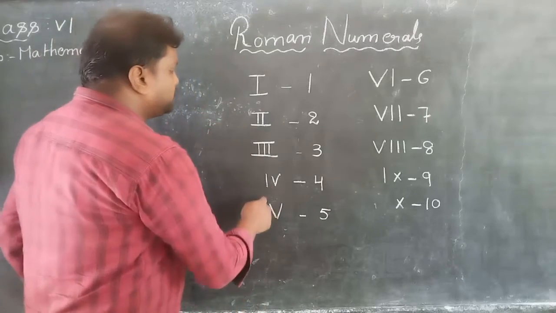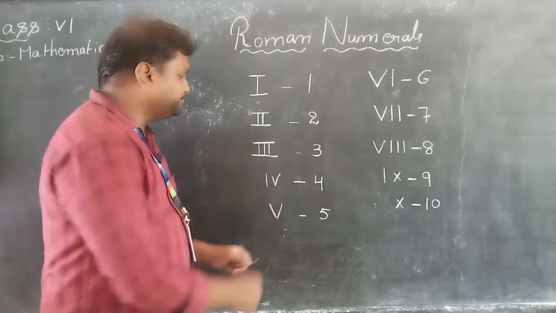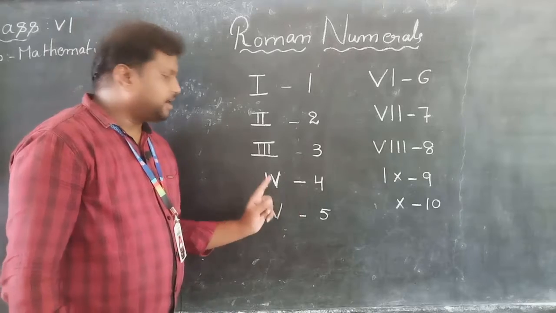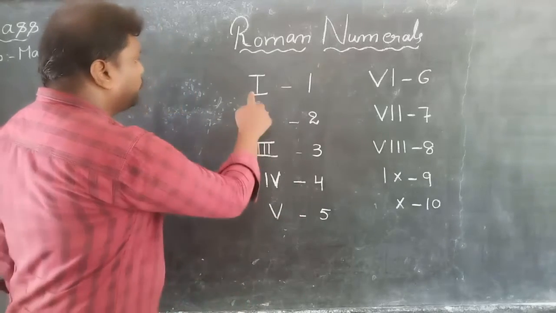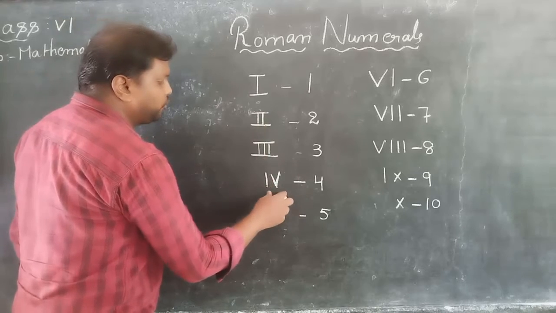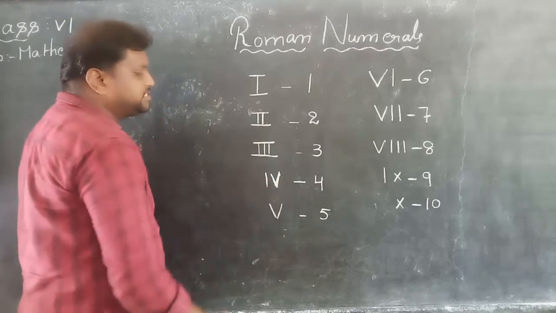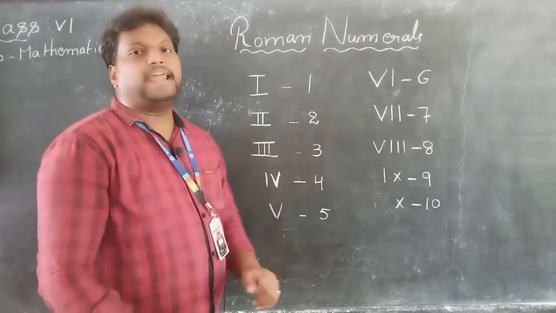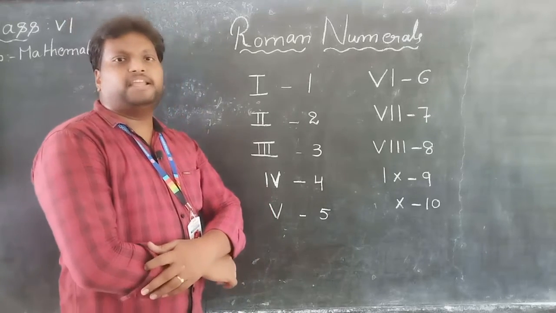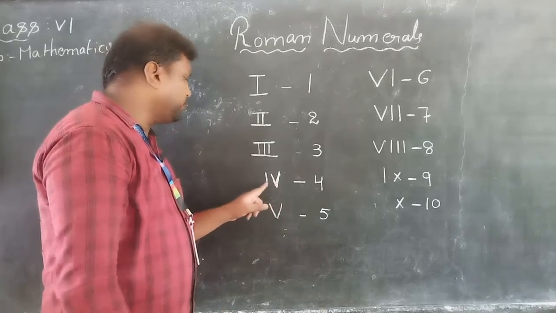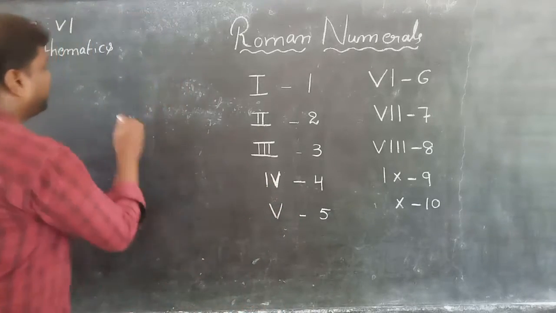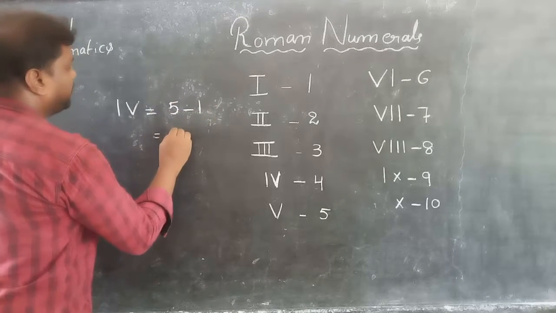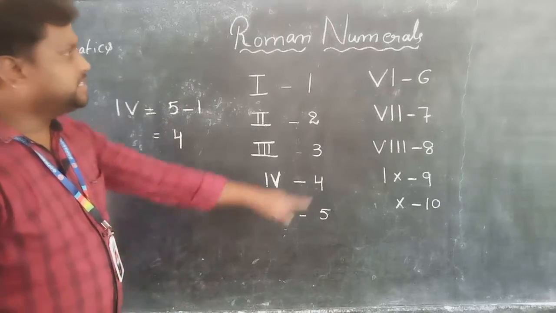That's why for 4 we have to use I and V. After 1, 2, 3, the next Roman numeral is V, which means 5. Then I is placed before V. Before means we have to subtract. So 5 with 1 before it is nothing but 4.